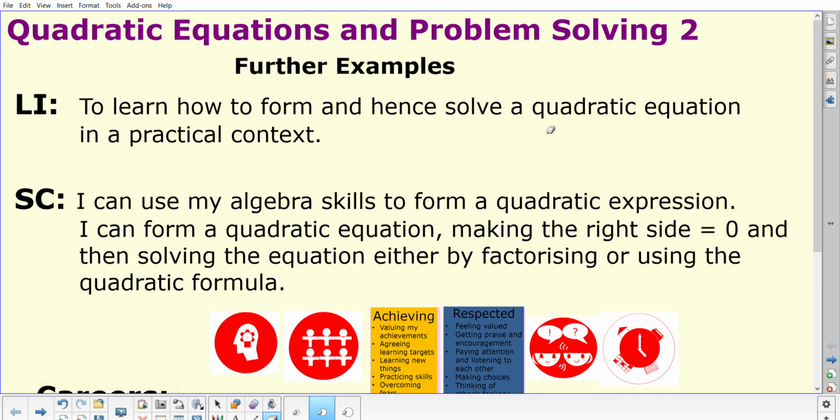So we're going to look at some further examples on problem solving with quadratic equations. We will be using our algebraic skills again to either carry out factorising or using the quadratic formula. But the key to this is that once you've formed your quadratic equation, in order to be either factorising or using the formula, you must make the right hand side equal to 0.